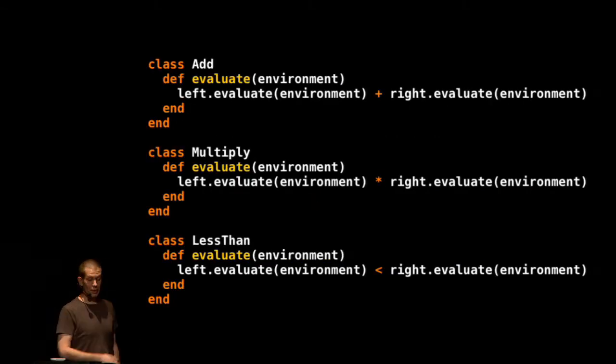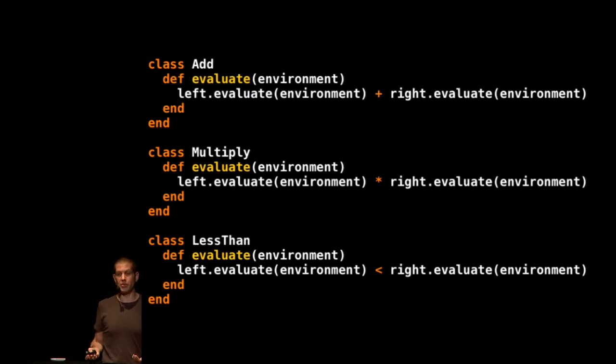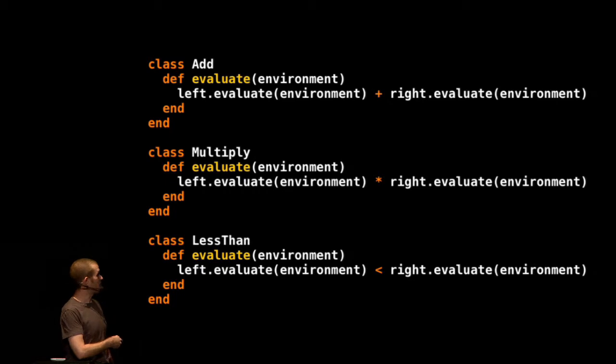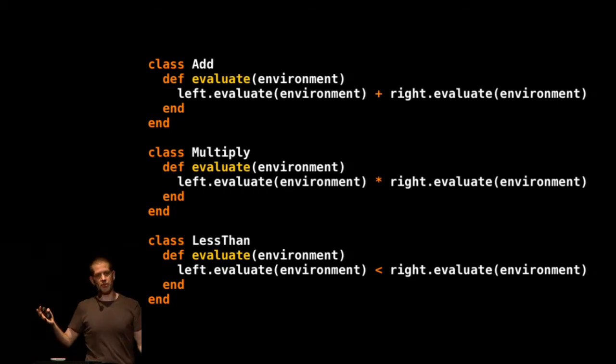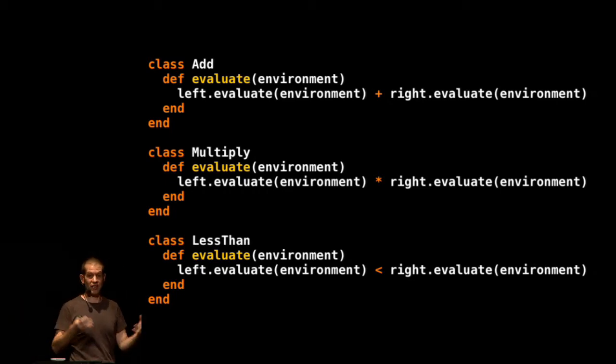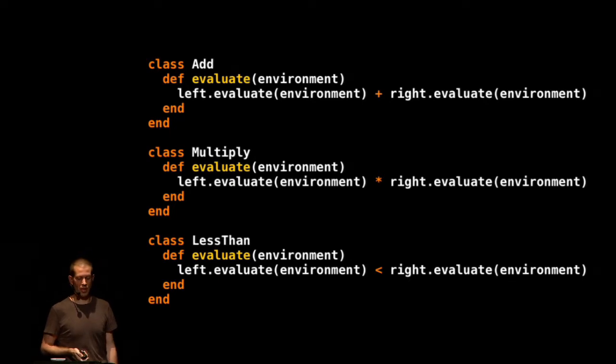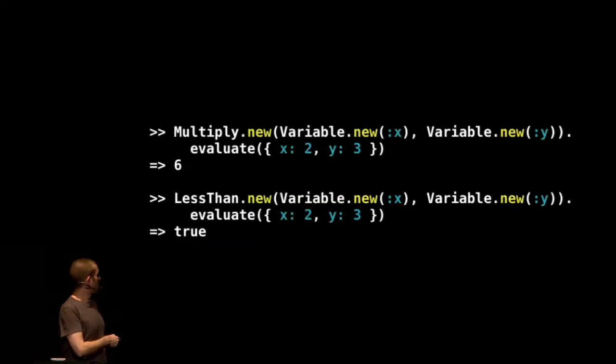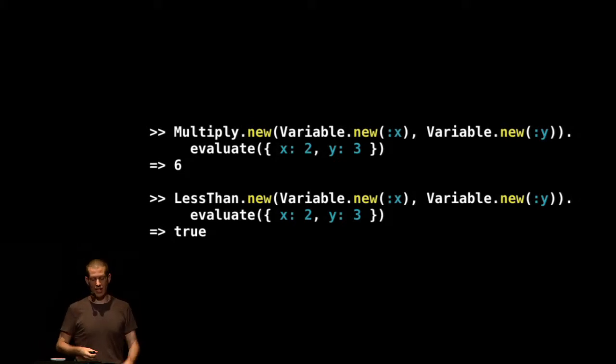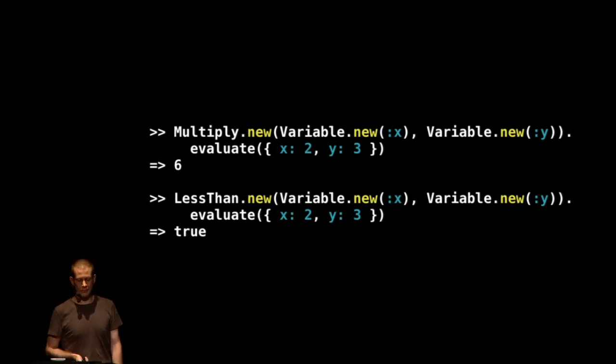Then we can implement evaluate for the more structured abstract syntax tree nodes. For binary expressions, like adding or multiplying or comparing two numbers, in each case we just evaluate the left and the right branches of the abstract syntax tree, and then add them or multiply them or compare them. So we can say multiply x and y where x is 2 and y is 3, and we get 6. We can say, is x less than y when x is 2 and y is 3? And the answer is yes.